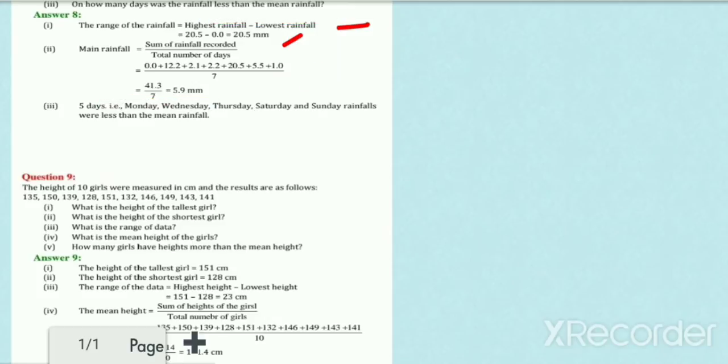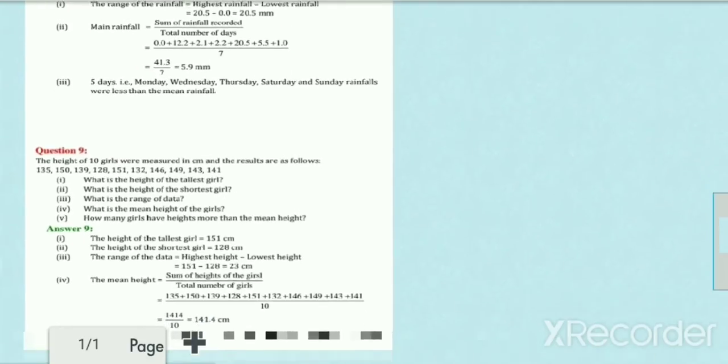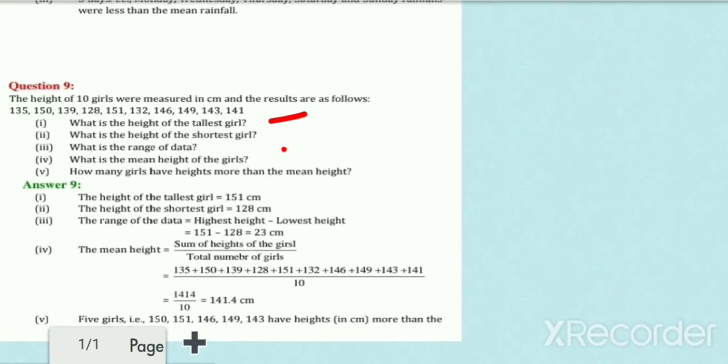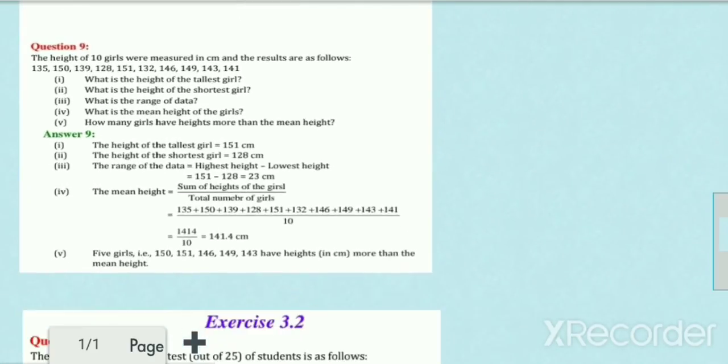Now question number 9 is the same as the questions above. Here some numbers are given. We have to find the tallest girl, the tallest, the shortest, the range, the mean, and those with height more than the mean. So this is your homework. Question number 9 is your homework.